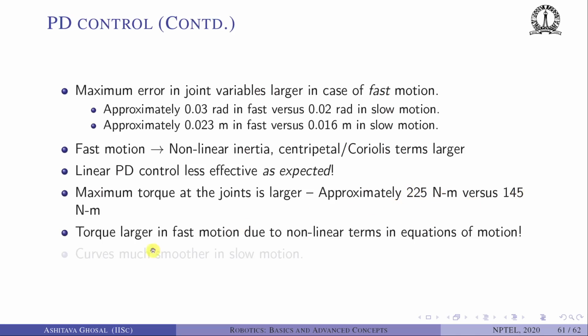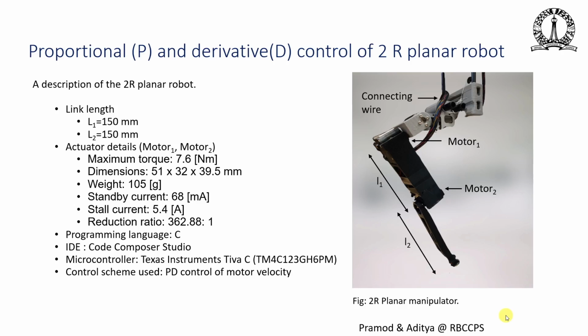So the larger torque in fast motion is due to nonlinear terms in the equations of motion, as expected. Also, the curves are much smoother in slow motion. Till now, we have looked at simulation results of multi-link robots.